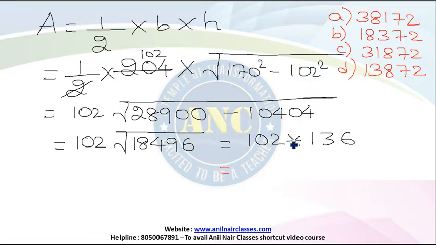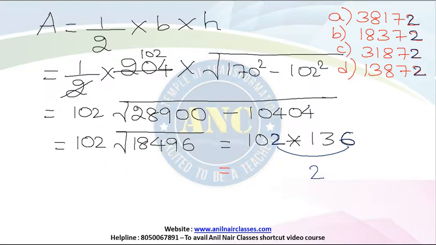Can I say that this number is ending with 2. This number is ending with 6. 2 into 6 is 12. That means the answer should end with 2. But unfortunately in the given options, all the options are ending with 2. That means I cannot apply the unit digit concept in this particular calculation.